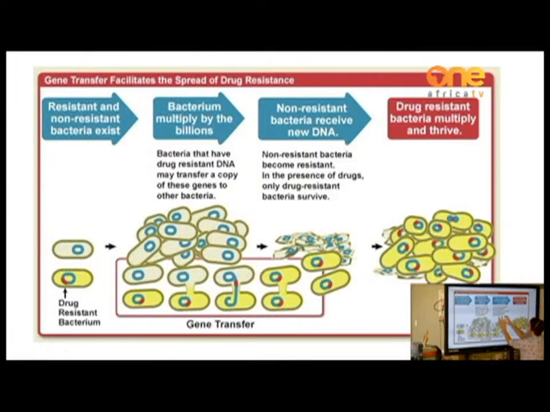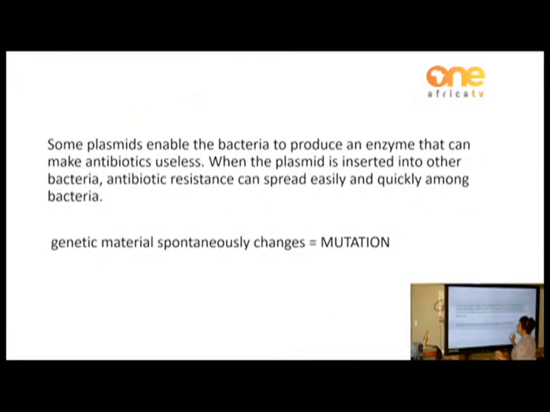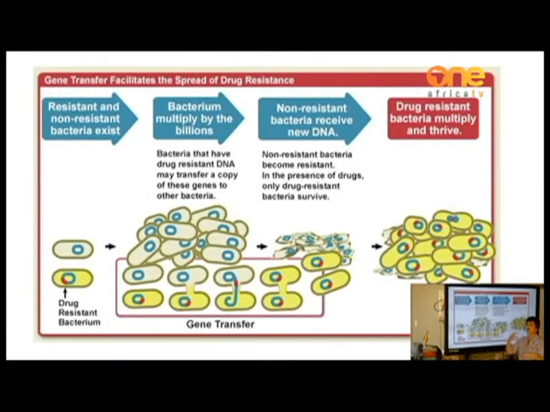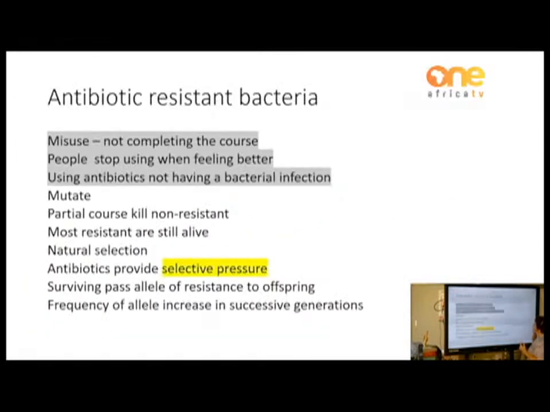And now all the others that are being killed. How will they be killed? Their cell wall becomes weaker and they burst. Okay, but if there are some that can multiply and thrive, not ever again will this type of antibiotics work in this person, because these bacteria are now resistant.